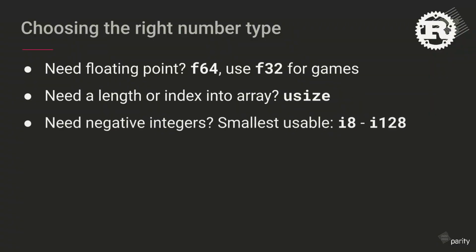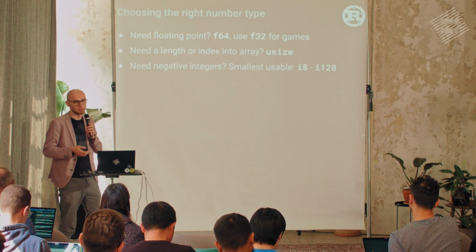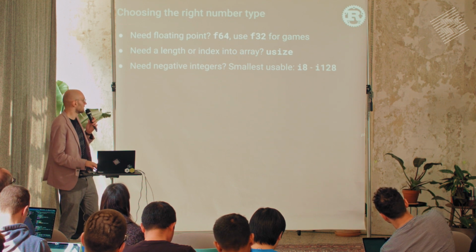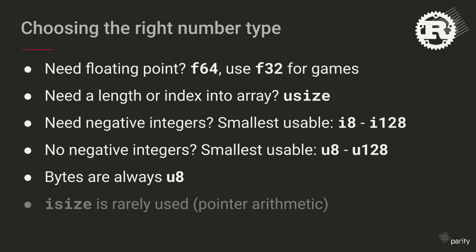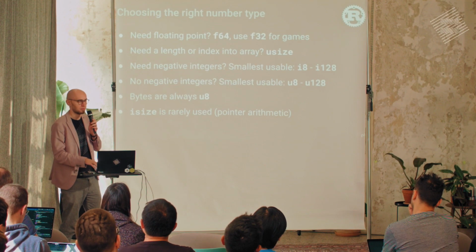If you need negative integers, then you use any I type that's the smallest possible that you can use. Or, I don't know, there are some heuristics you can use. I usually use 64 bits for most stuff. Same if you don't need negative numbers, which a lot of times you don't, then you use unsigned integers. Bytes are always u8, which I tend to work with a lot. And isize is rarely used, you mostly use it with unsafe Rust with pointer arithmetic, so it exists, you can know about it. You can use it if you want, but nah.